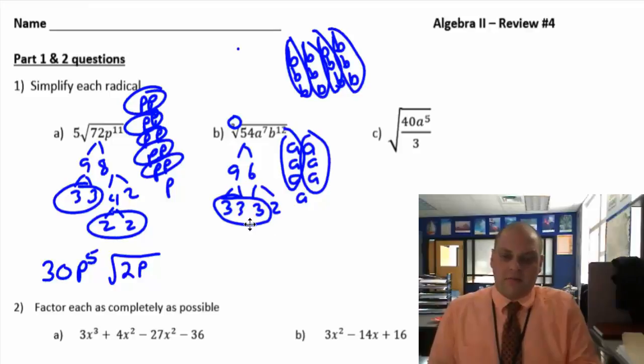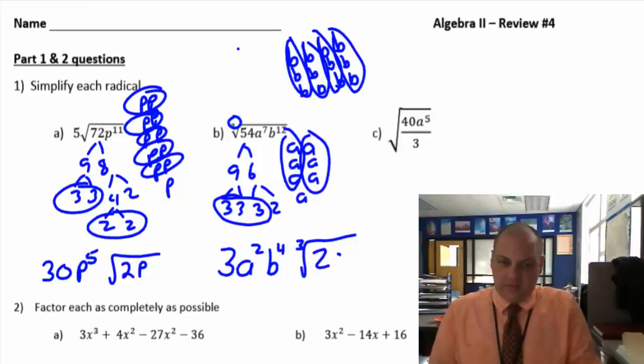All right, so what's coming out? We have a 3 coming out. We have 2 A's coming out, A squared coming out. And we have 4 B's coming out, B to the 4th coming out. What's left? Cubic root 2A. 2A, that's what's left over.